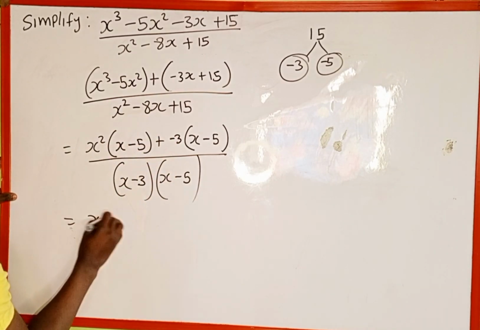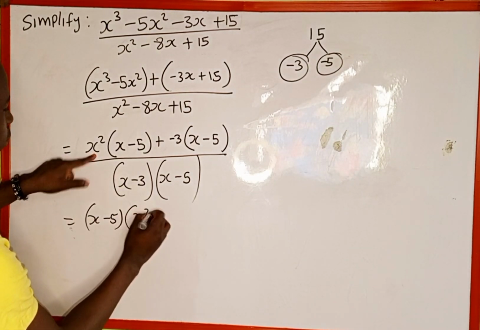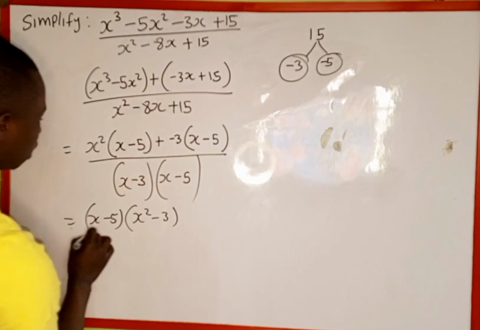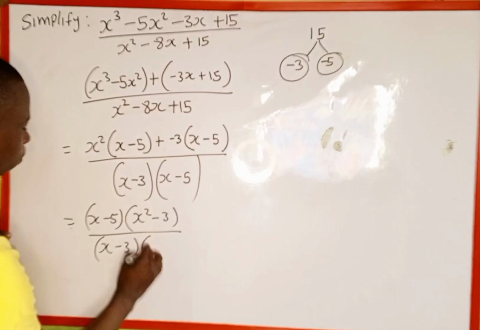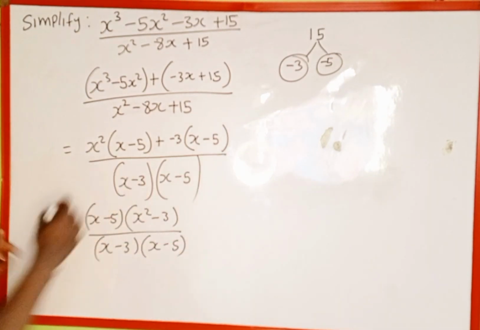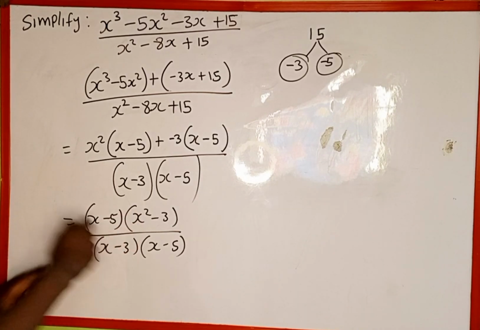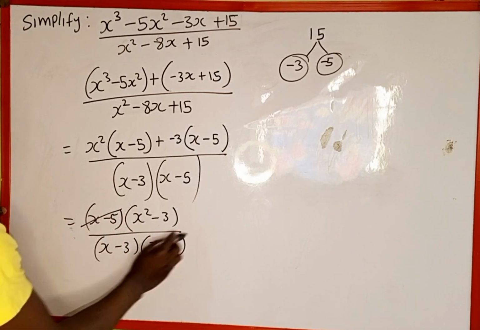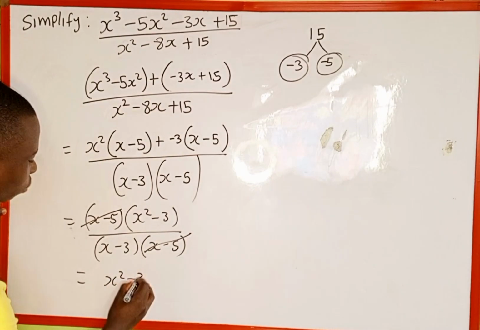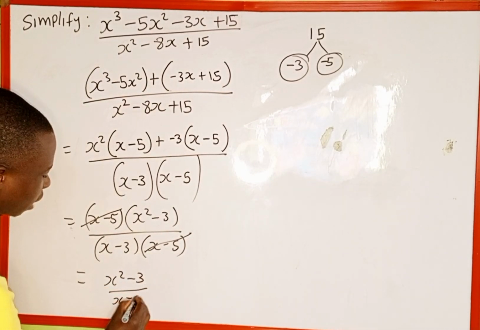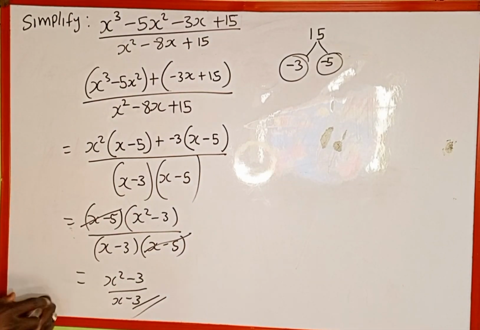This is going to be what? x minus 5, one of the brackets. Then we make these two outside, which is what? x^2, then negative 3. Then everything all over x minus 3, then multiplied by what? x minus 5. So what do we notice here? x minus 5, x minus 5, and they are multiplied by each other, and this is division. So we can cancel this, this will cancel this. We are left with what? x^2 - 3 divided by x - 3. And here is the simplification of this rational expression.